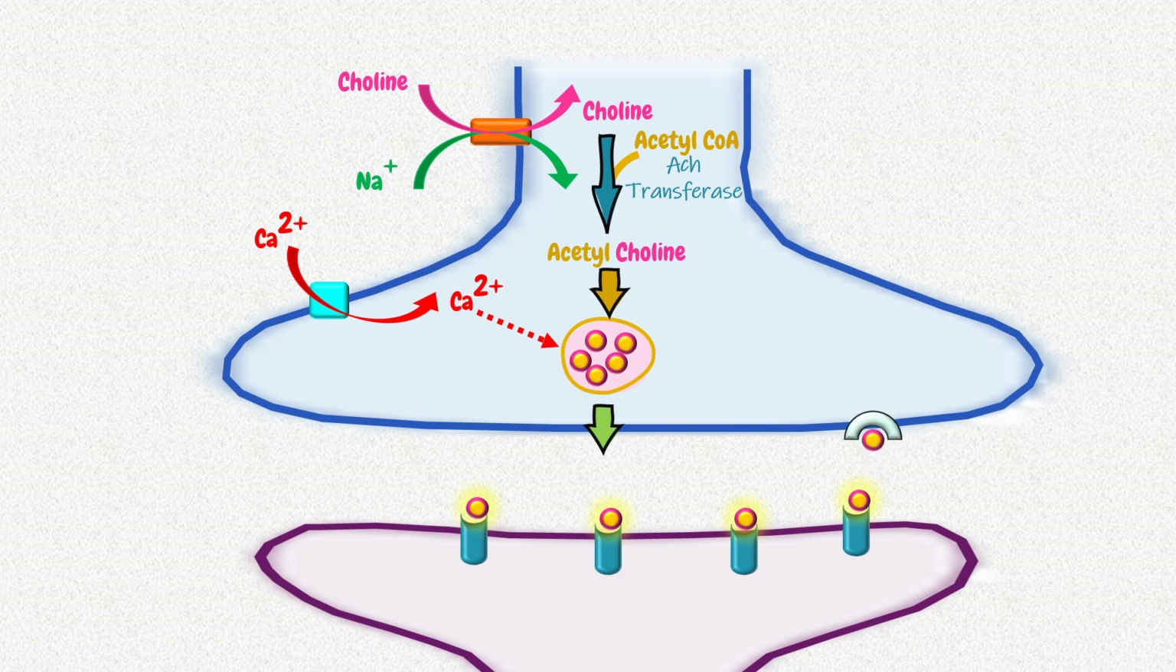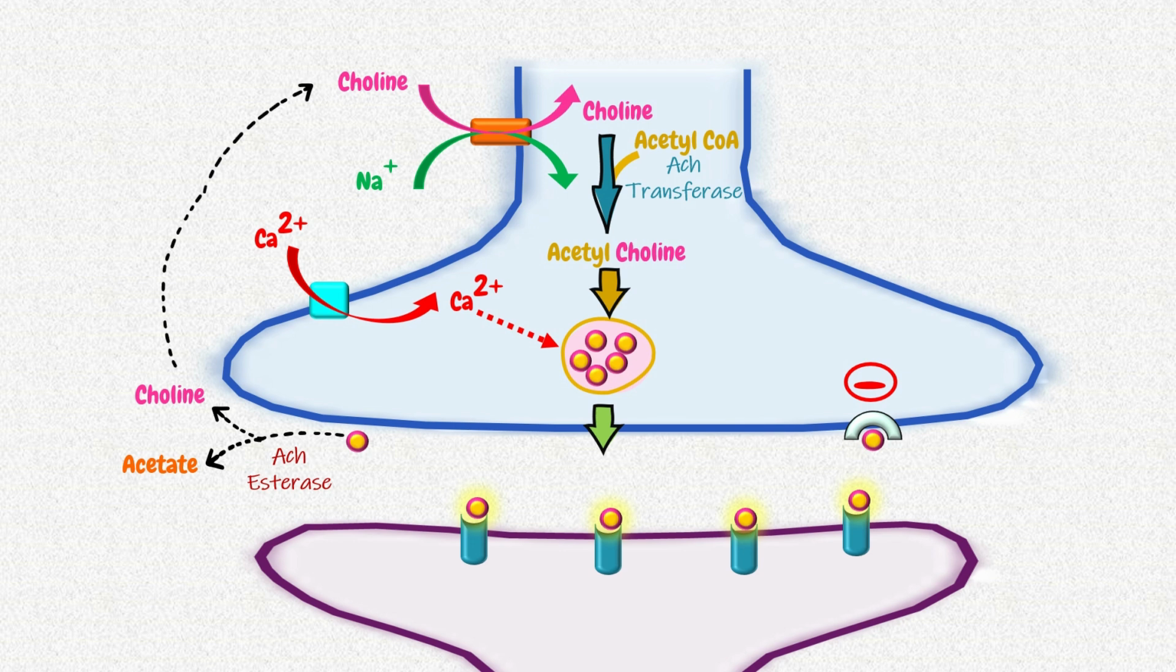Acetylcholine blocks its own release by binding to presynaptic autoreceptors, which gives a negative feedback, thus signals to stop the further synthesis of acetylcholine. Now, an enzyme called acetylcholinesterase at the synaptic cleft breaks acetylcholine into acetate and choline. This choline is taken up again by the presynaptic neuron, and the process of synthesis of acetylcholine starts again.